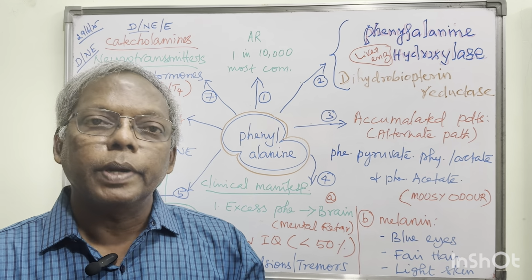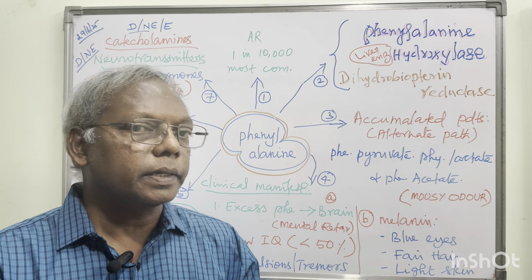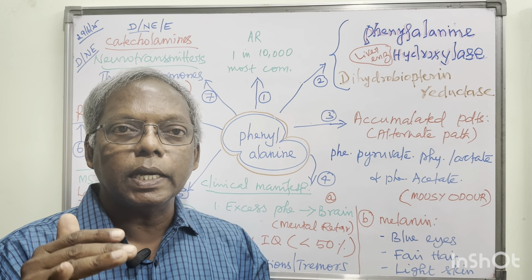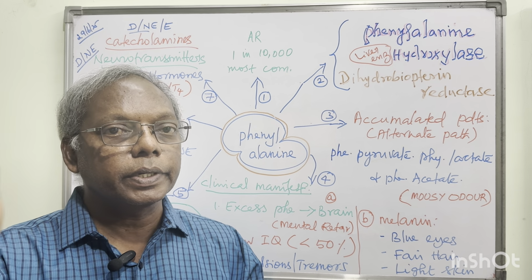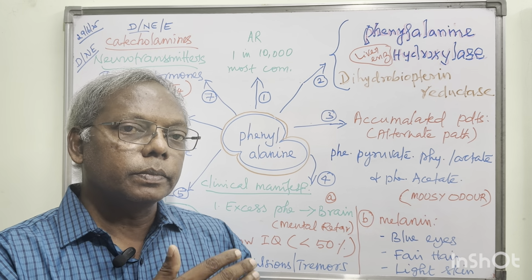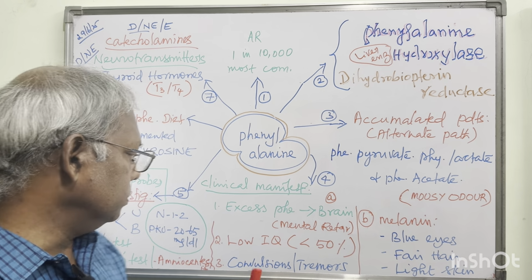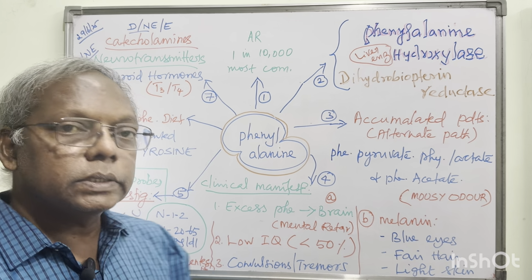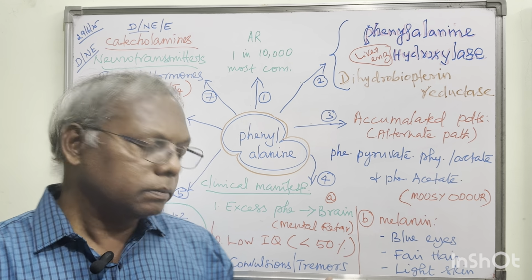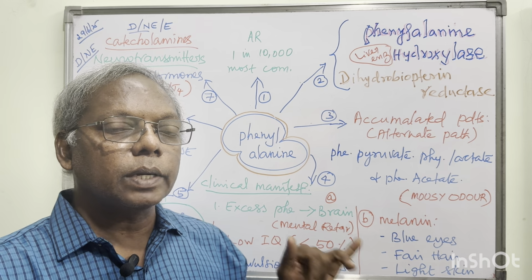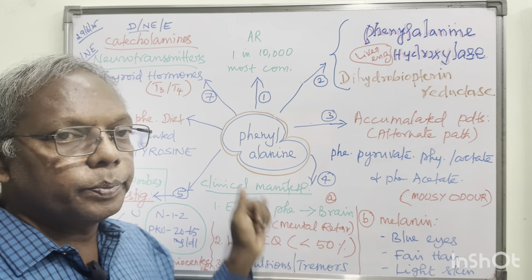First, it will affect the brain, that is, the accumulated product in the brain will produce mental retardation. So the baby always has an IQ of less than 50, whereas usually 70 to 80 is expected. Phenylketonuria babies go for less than 50 IQ. Next, this mental disturbance produces convulsions, tremors and sometimes failure to grow. These all come from the brain.